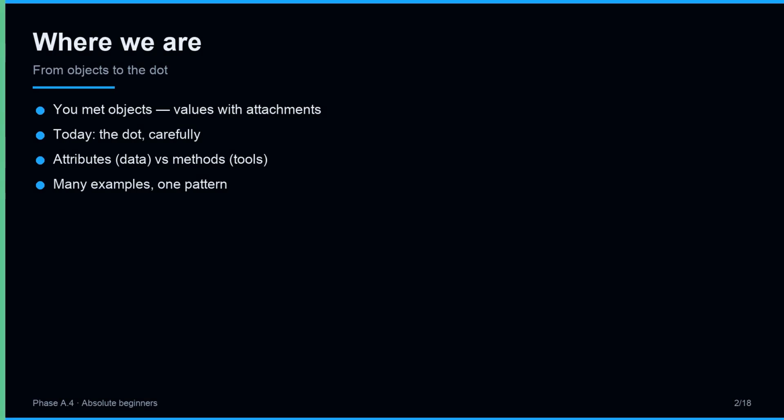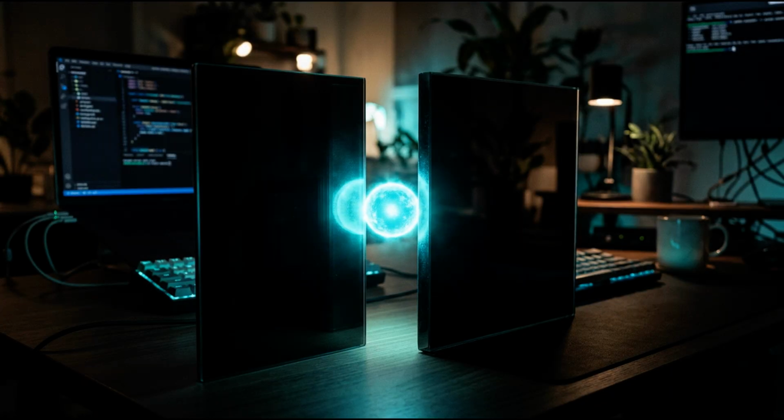Last lesson you learned that everything in Python is an object, a value with things attached. Today we zoom in on the dot, how you reach those attachments. There are two kinds, attributes, which are data the object knows, and methods, which are tools the object can run. The dot reaches both. The difference is simple, methods need parentheses, attributes do not. Two kinds behind the dot, one small punctuation mark that opens everything.